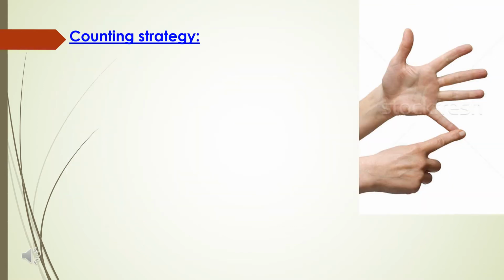Now, let's move to the second mental strategy, which is counting strategy. In this counting strategy, we use our fingers to count on them. And in addition, we start with the bigger number. And in subtraction, we start with the smaller number. Okay, how can we do this? Let's see an example here.